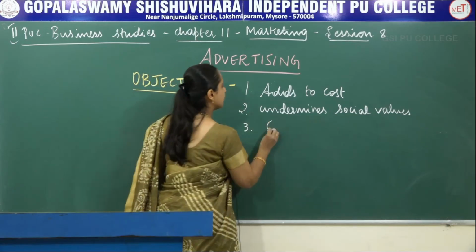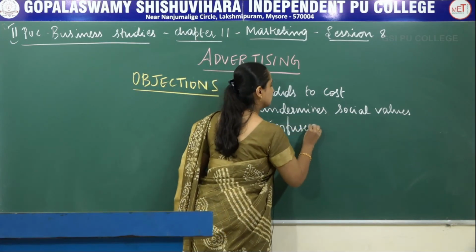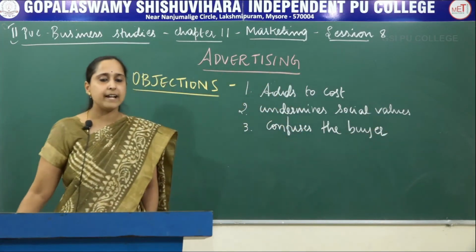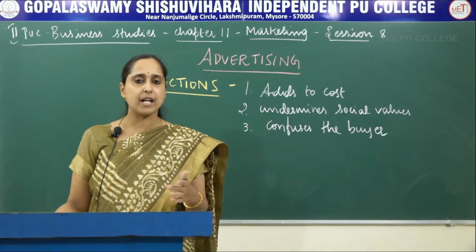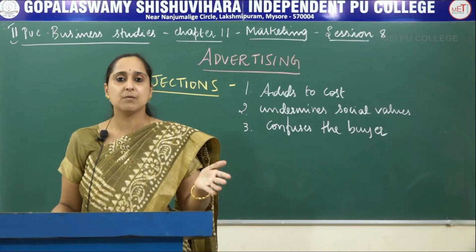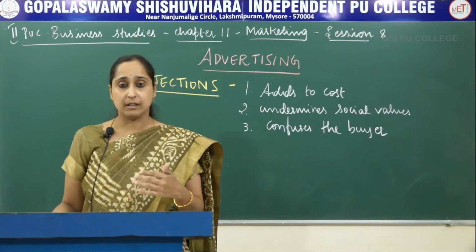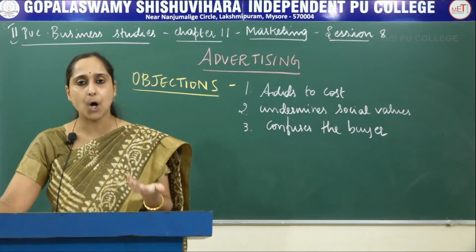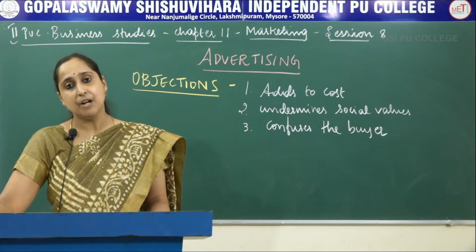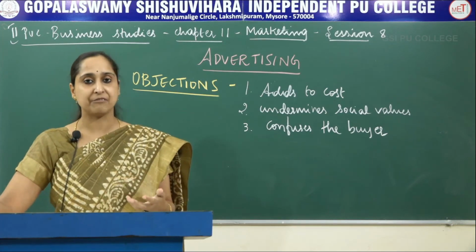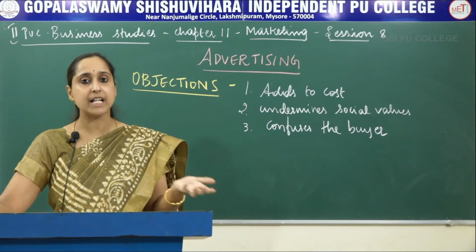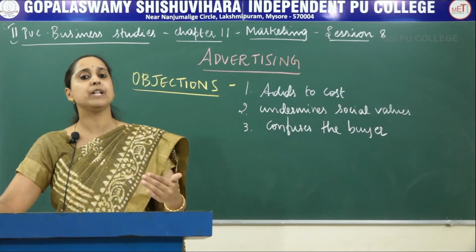Third one, it confuses the buyer. See, in television or newspaper or in any media, there are a lot of advertisements. So obviously the buyers will get confused about the purchase of the product. Every product claims to be the best brand. For example, advertisements of Surf, Tide, Wheel, Ariel, Vanish, all these are different detergent powders. They claim to be the best brand.